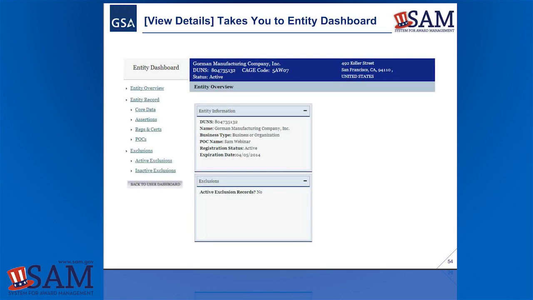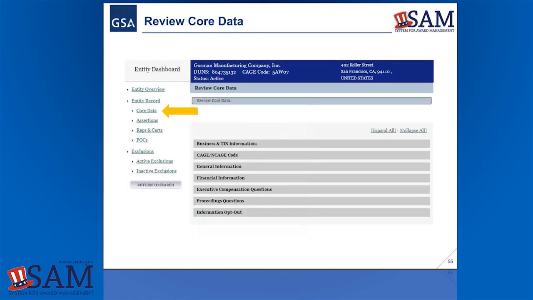All right, so clicking on core data. When you first click on it, all of these categories are expanded. They each represent different pages of information. You can collapse them all so that you can just see the important parts, or the pieces that you're most concerned about.